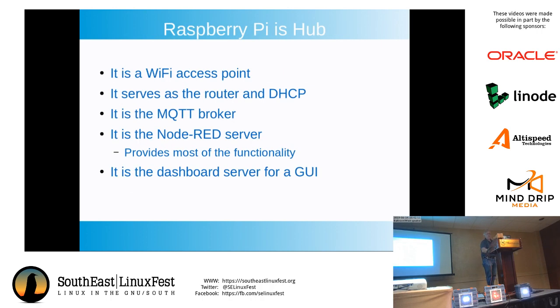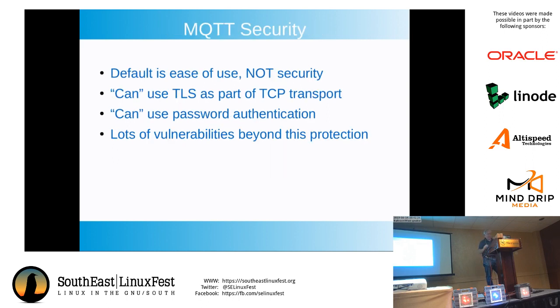The Raspberry Pi is my hub, so it's the Wi-Fi access point, it's the router, it's the broker, it's the Node-RED server, and it has the dashboard server for the GUI. If I can't talk to the Pi, I can't do anything.